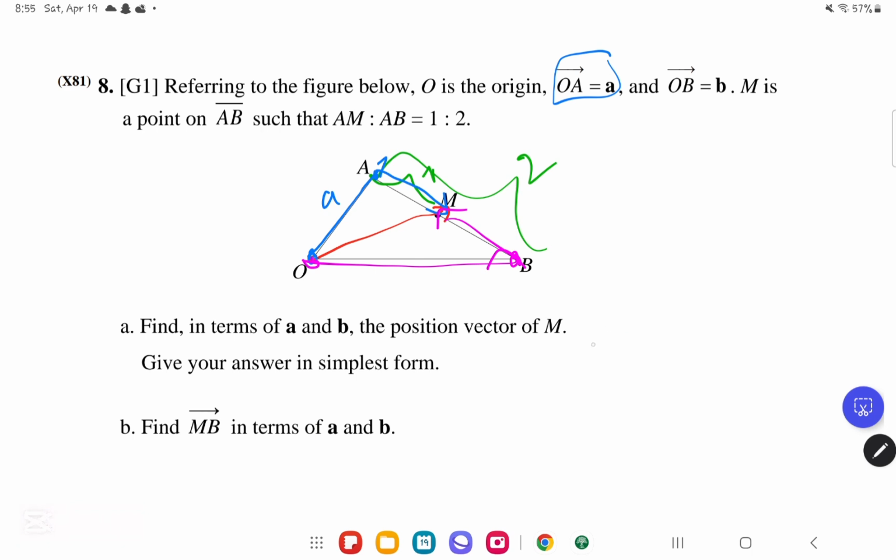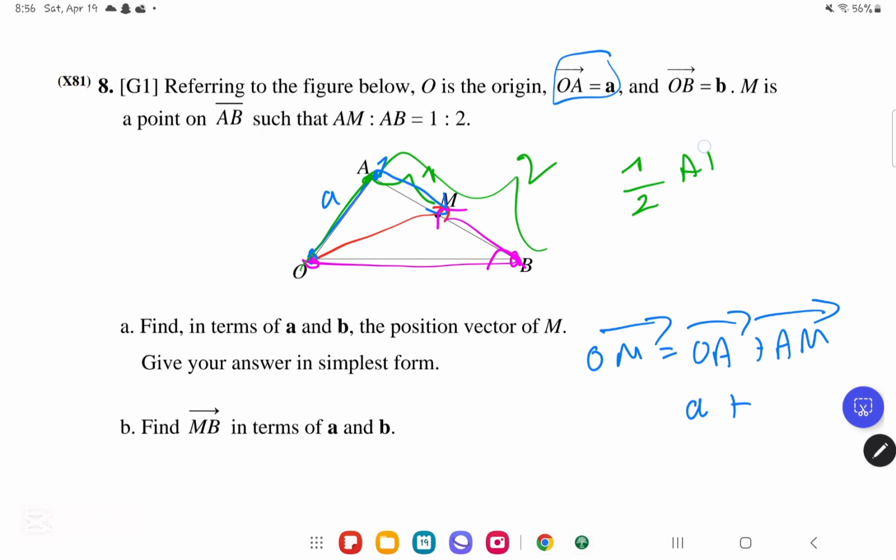So already we know that, first of all, we're looking for OM. OM is equal to OA plus AM. Okay? OA is A, so it's going to be A plus AM. What is AM? AM is equal to 1 over 2 of AB. And AB, it is equal to what? It is equal to AO plus OB. AO is going to be minus A, but OB is going to be B. So, AB is equal to B minus A.